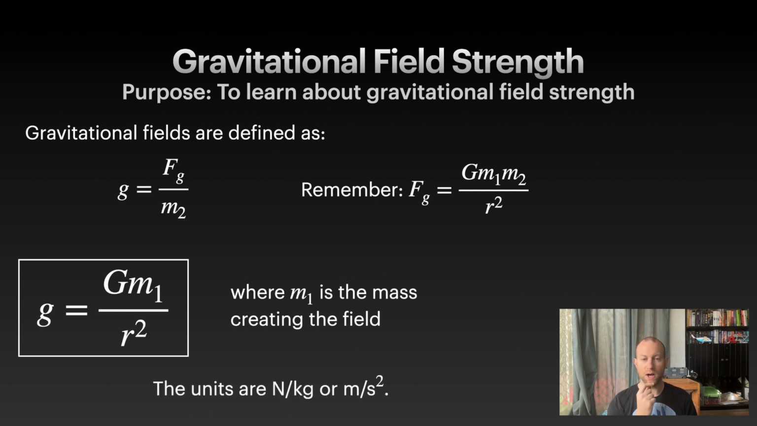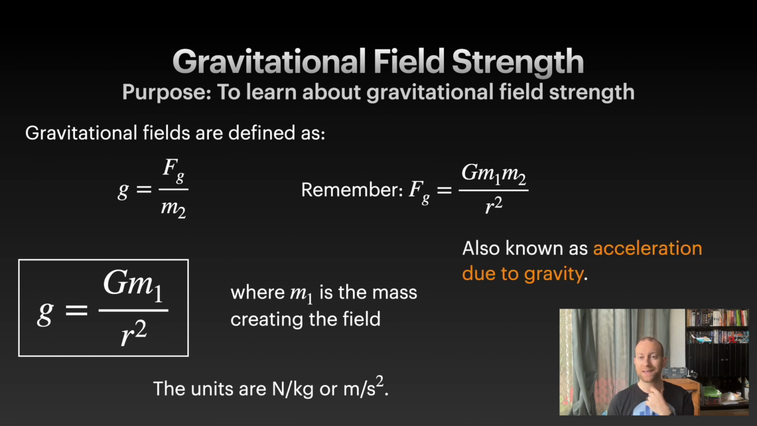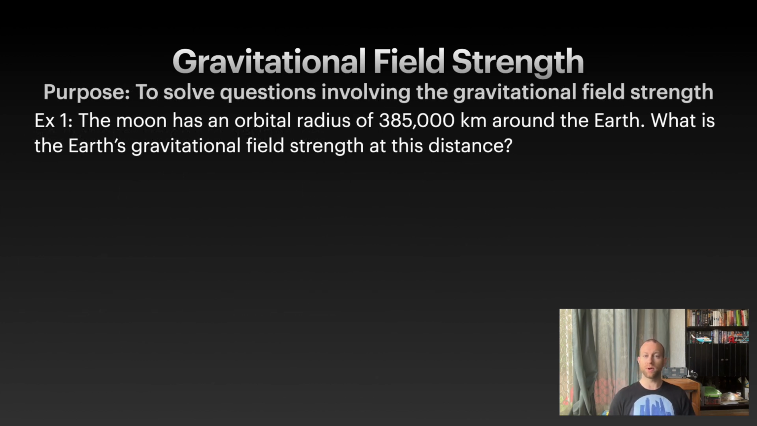And the units for g are either newtons per kilogram, because it's Fg over m, or meters per second squared. And meters per second squared you should recognize. Gravitational field strength is also known as acceleration due to gravity, which we have learned about back in kinematics. So for Earth, you actually know what the gravitational field strength is. It's just 9.8. So let's do some problems here.